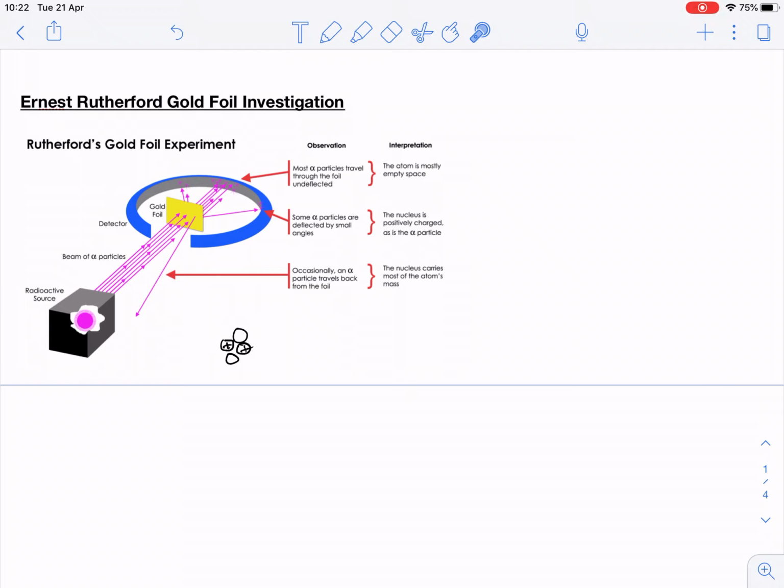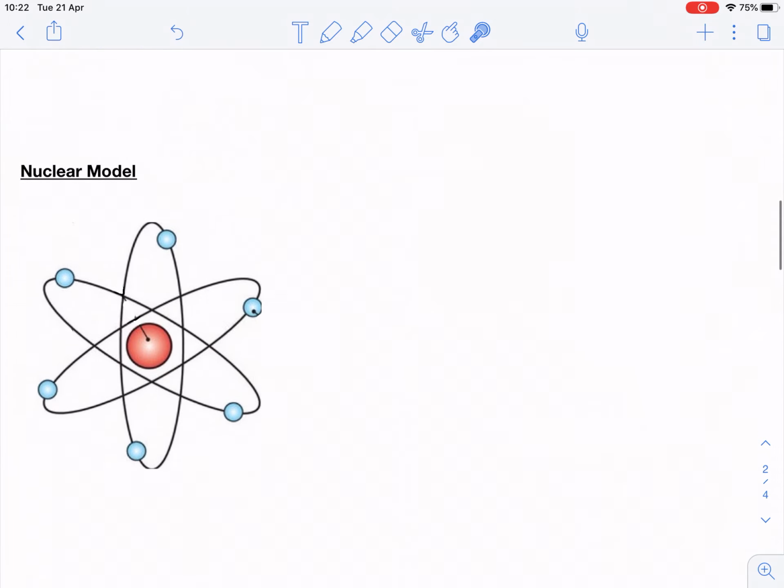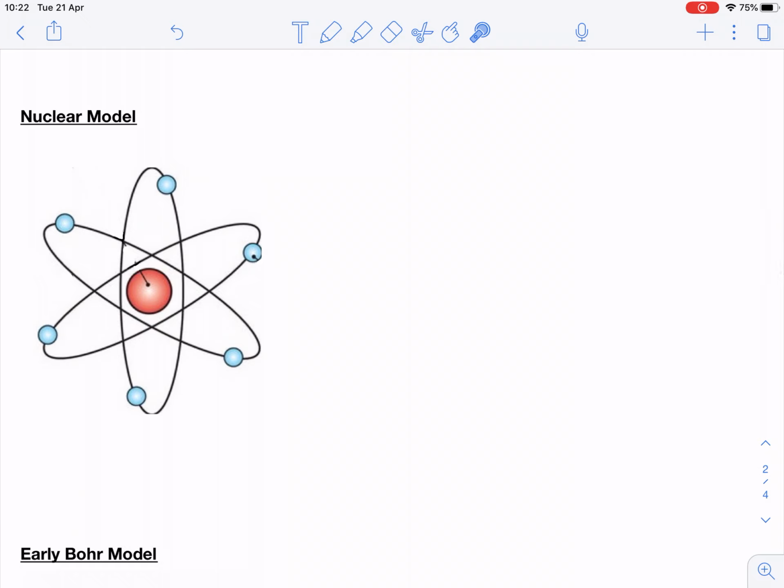So, from Ernest Rutherford's gold foil investigation, and based on these interpretations, there was a change made to the model of the atom, and that model was known as the nuclear model. As you can see here, we had our central nucleus, which I'm just demonstrating to you here, and at the time that was understood to be a positive nucleus. We didn't know the breakdown of it.